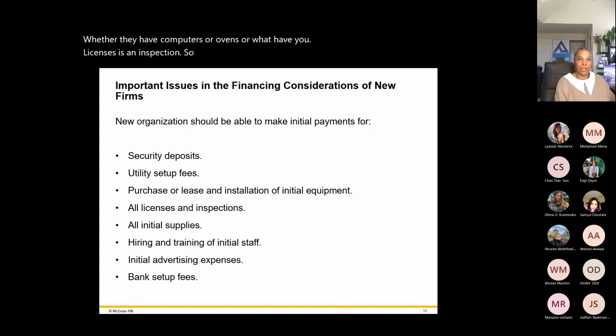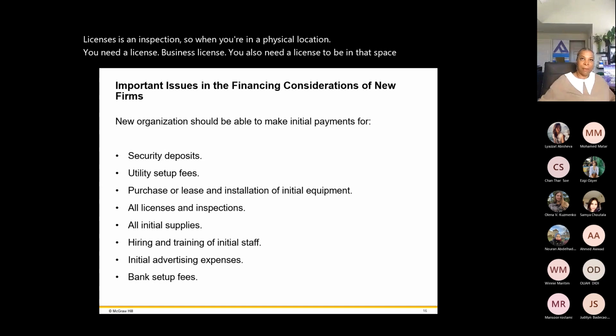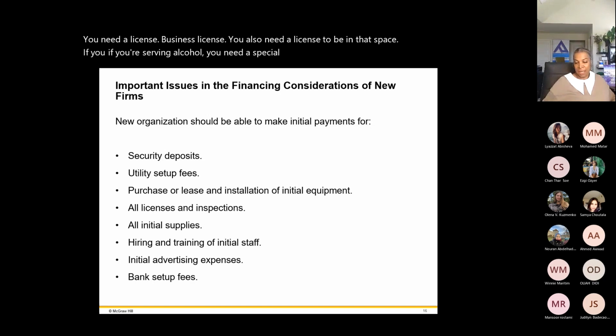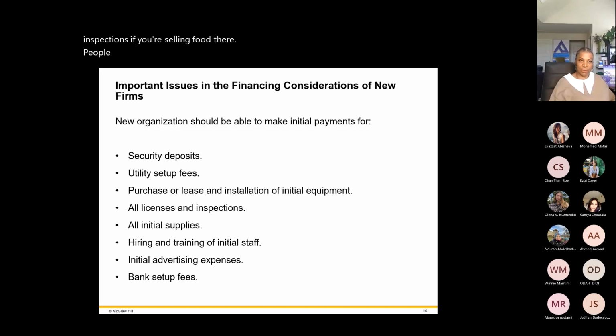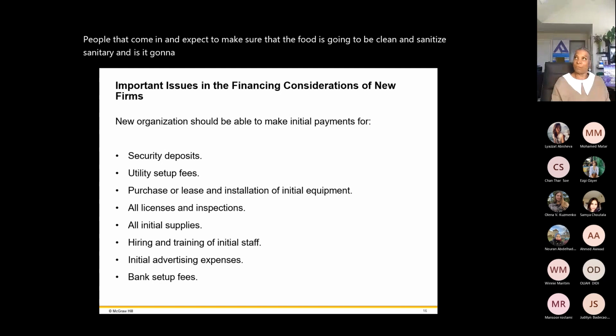So when you're in a physical location, you need a business license. You also need a license to be in that space. If you're serving alcohol, you need a special kind of license for that. And then inspections. If you're selling food, there are people that come in and inspect, to make sure that the food is going to be clean and sanitary, and is it going to have adequate space for people? Are there fire exits? Things like that. All your initial supplies have to be in consideration.